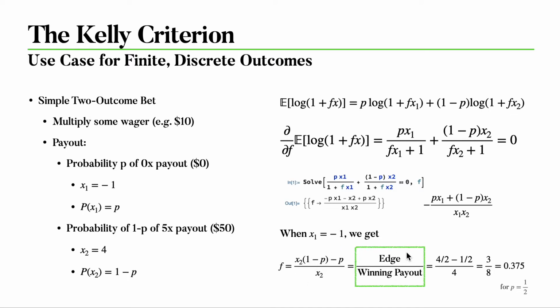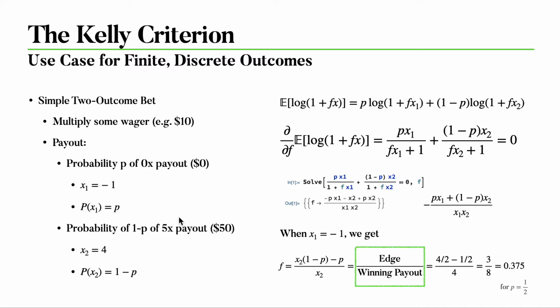Now this is precisely the original formula, edge divided by winning payout, which is what you get when you win. And when we plug in all these values for p equals 1/2, we get that the Kelly Criterion recommends that we bet 37.5% of our portfolio to this wager.